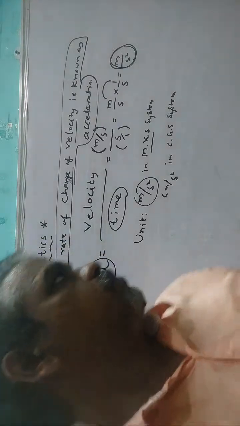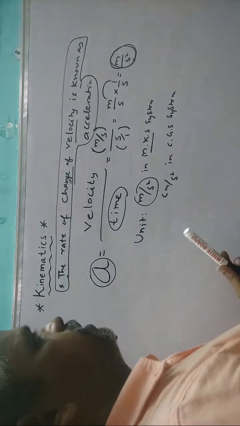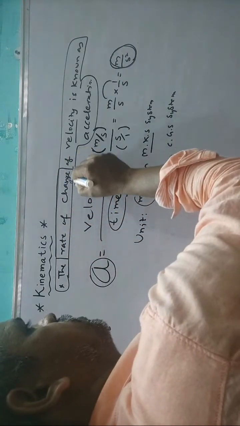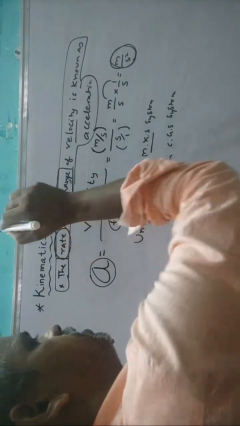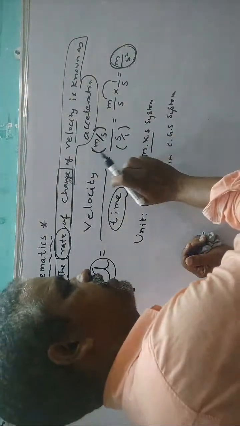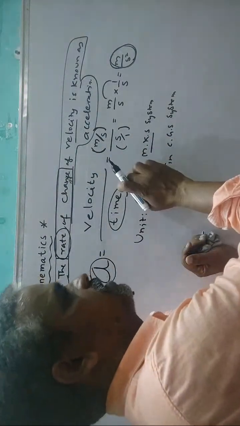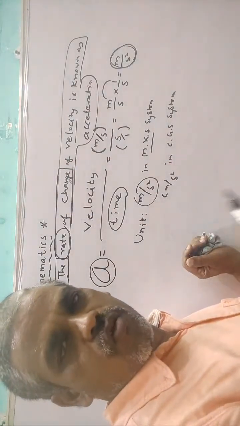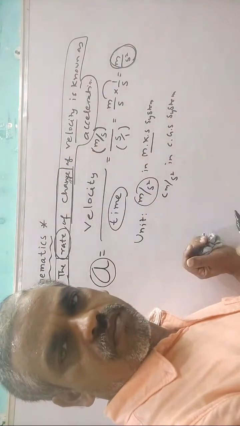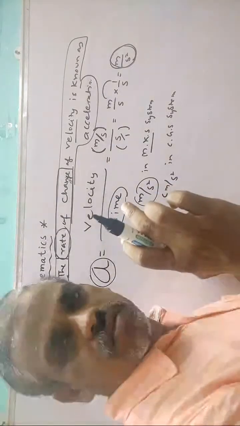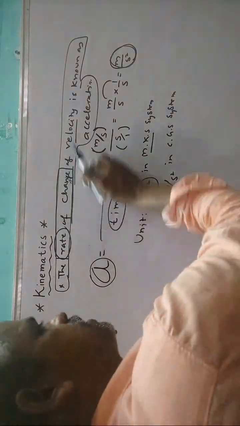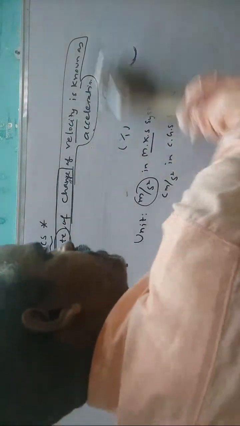Okay, see here the word. This is very important: rate. Rate means in 1 second, how much does the velocity change? That is what we call a rate. Rate means we have to measure the change in velocity in 1 second, in unit second.